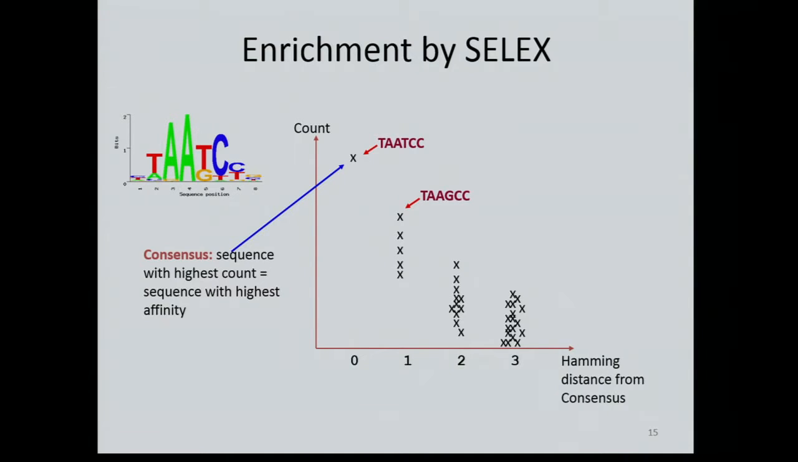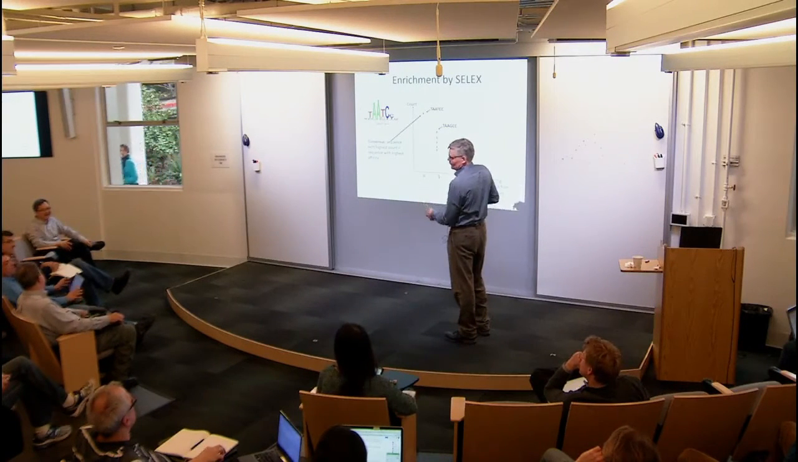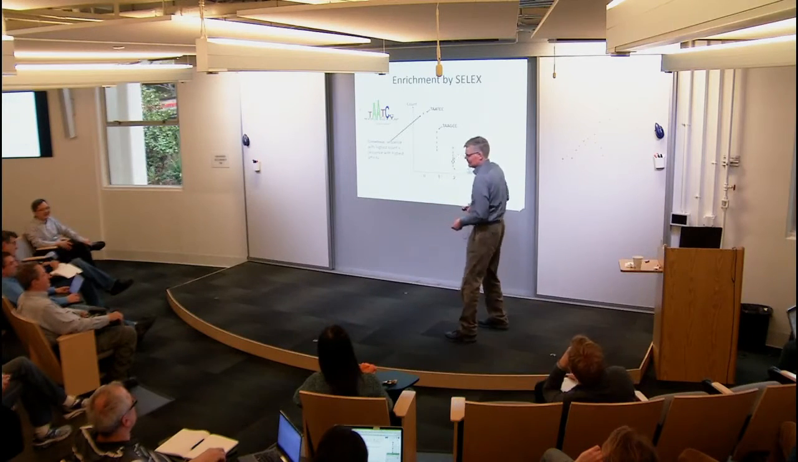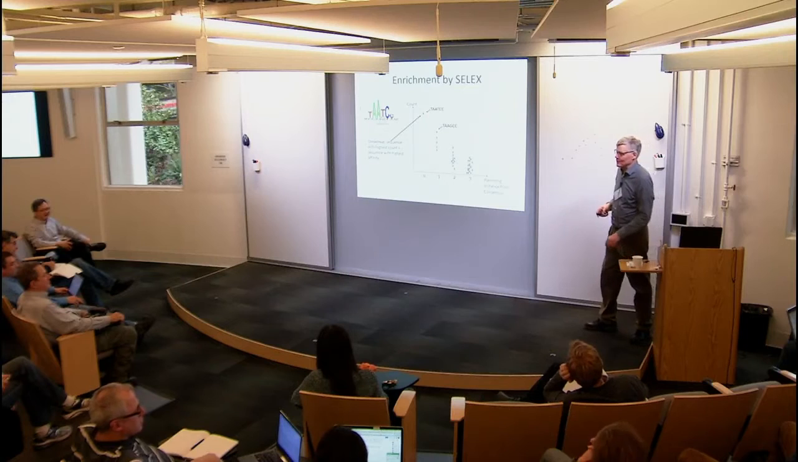Derived from one cycle or from the aggregation of all rounds? This is derived from my head. So this is not based on any real data. This is just an illustration of what I expect to happen.